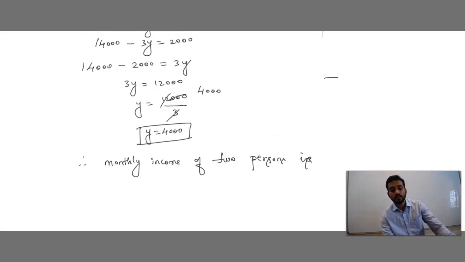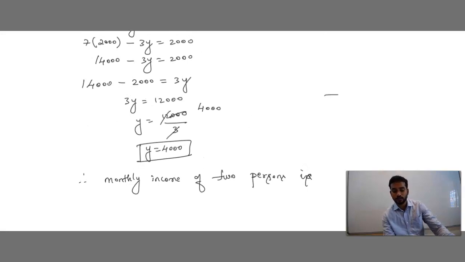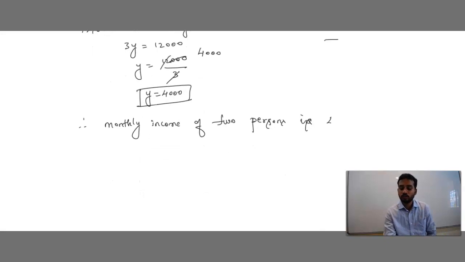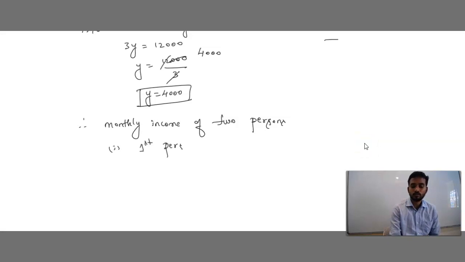The value of x we substituted here is 2000, right? The monthly income of the 2 persons is rupees 2000. Just a minute, we just found the value of x. Monthly income of 2 persons. Option 1, the first person: that is 9x, which is nothing but 9 into 2000.